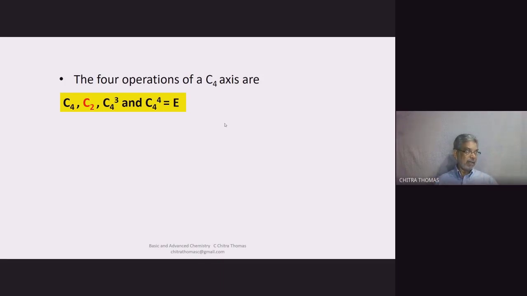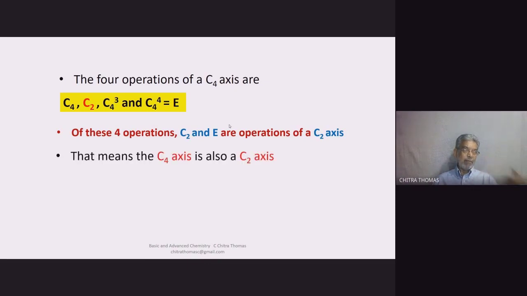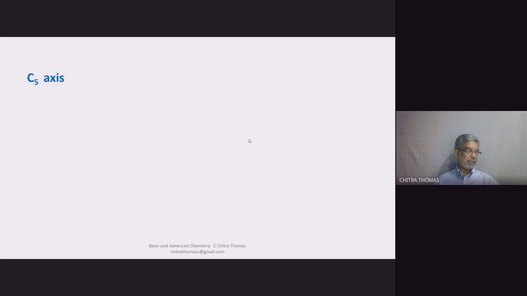This means that the C4 axis is also a C2 axis. You can verify this diagrammatically. The C4 axis in the PtCl4 is also a C2 axis. In other words, C4 axis is coincident with the C2 axis. Then C5 axis. How many operations?